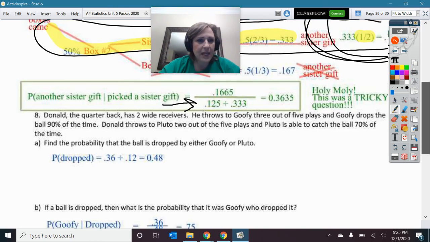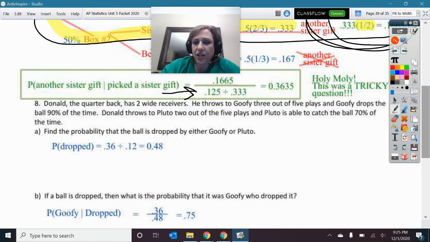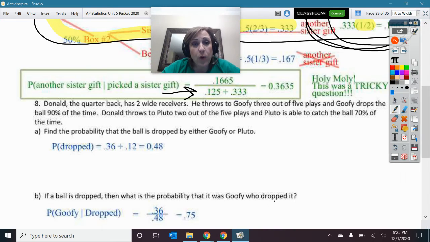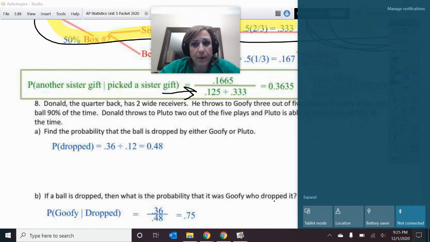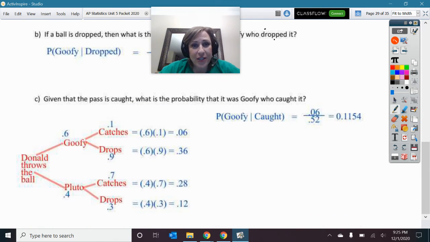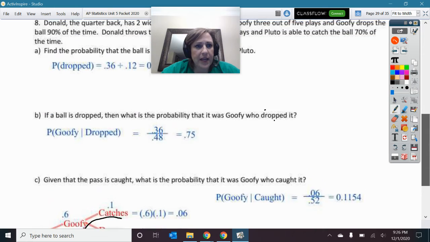All right. Next, here we go. Number 8. So this is Donald throwing the football to Goofy or Pluto. And so I think that, again, it being caught was conditional, 2 different conditional probabilities. So if you have multiple conditional probabilities, then you are going to organize it with a tree. So here Donald throws the ball. 60% of the time he'll send it to Goofy, 40% of the time to Pluto. But Goofy is Goofy, so he only catches it 10%, so he drops it 90%. Pluto, however, catches it not 70%. He drops it that much. All right, so there's what we got going on.